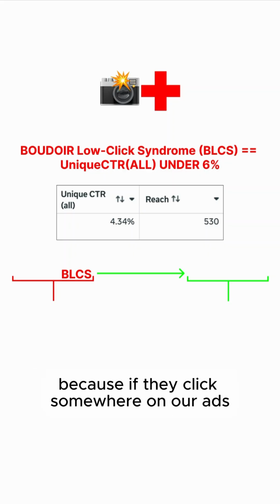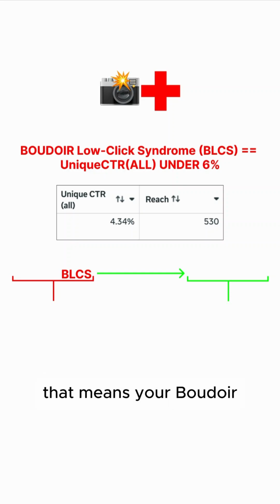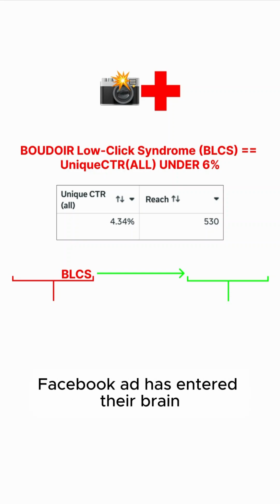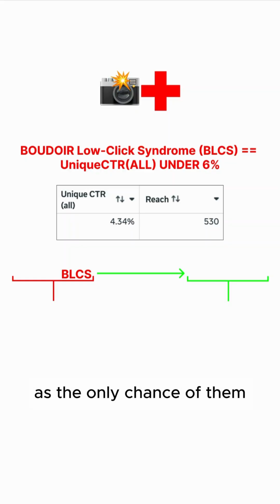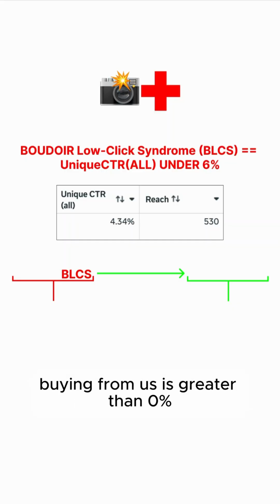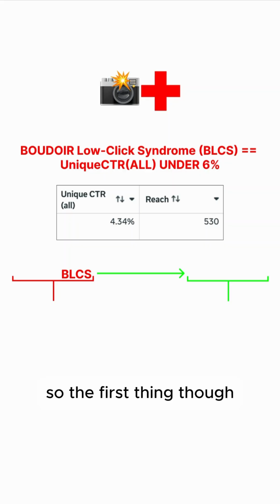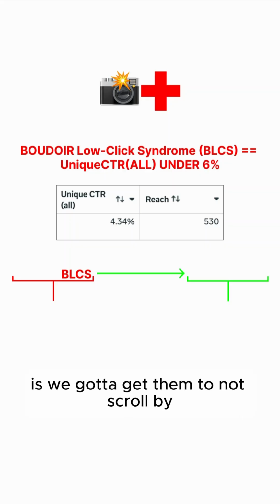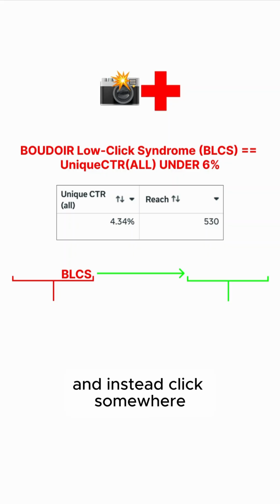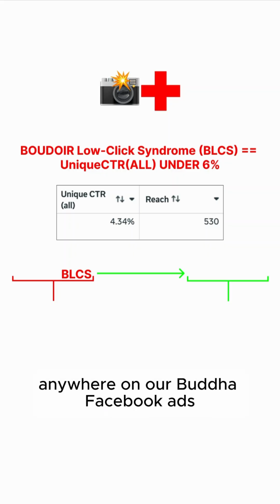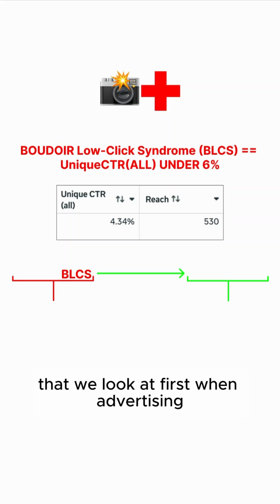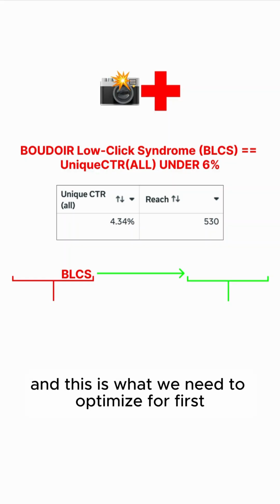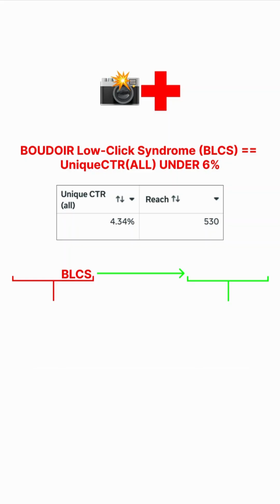And we care about this because if they click somewhere on our ads, that means your Boudoir Facebook ad has entered their brain. That's the only way their chance of buying from us is greater than 0%. So the first thing is we have to get them to not scroll by and instead click somewhere, anywhere, on our Boudoir Facebook ad. This is the most important metric we look at first when advertising, and what we need to optimize for first. It's the highest leverage activity we can do for all of advertising.